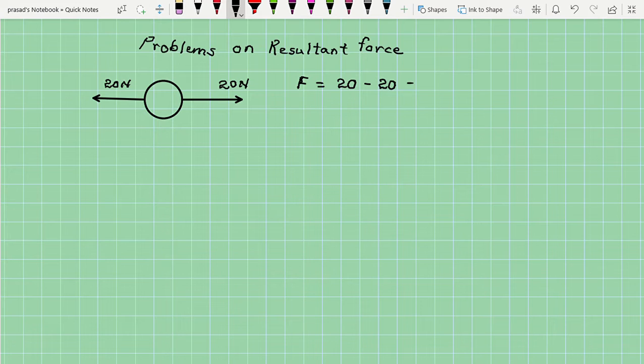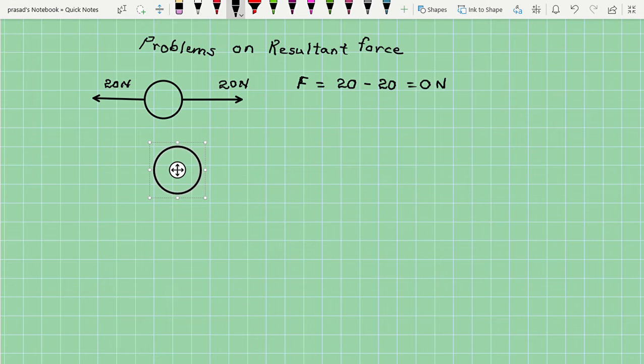So the resultant force is 0 Newton. And hence, there is no resultant force, no unbalanced force. In this case, both the forces are balancing each other, acting on this object. And hence, by Newton's first law, if the object is stationary, it will maintain the stationary state, and if it is moving with a constant velocity, it will continue to move with the same constant velocity.